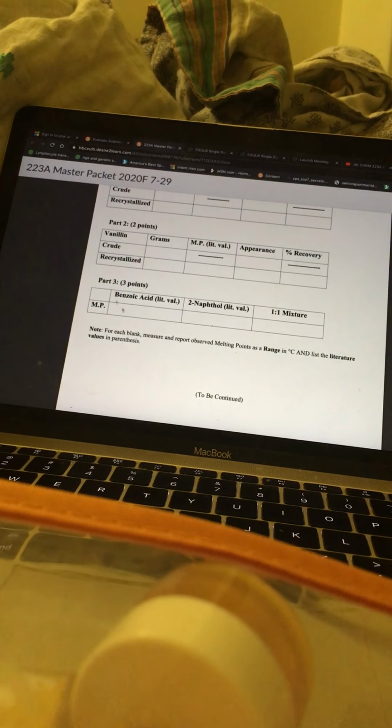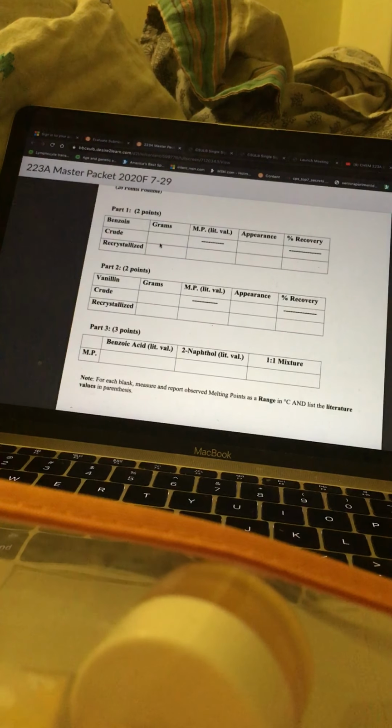And then these are the melting points for part 3, comparing at the end of the video benzoic acid with 2-naphthol, and then the mixture of the two melting points. So give the ranges. Also, in the recrystallized section for both part 1 and 2, under melting point, parentheses literature value, this indicates that I want you to put the melting point that was observed in the video, so the range, and then next to that, in parentheses, put the literature value of the melting point for what benzoate should be, vanillin. So do that for both parts: melting point range from the video, observed melting point, and then literature value melting point.